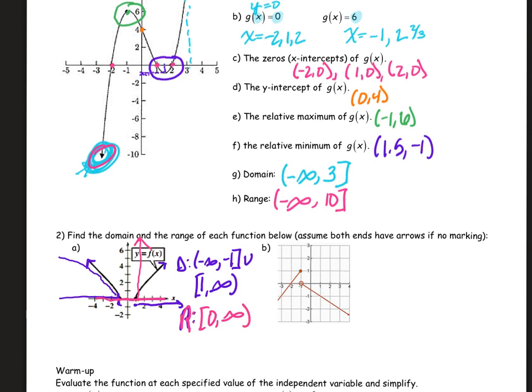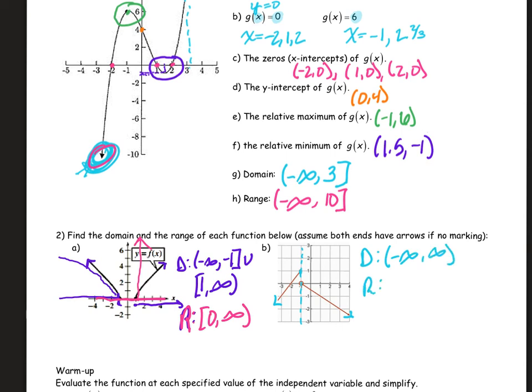Good job, you guys. So my last one, again, we're going to assume it has arrows on the end. Okay, that one kind of looks like there's a little arrow on the end. And if we look at this point right here, this one is solid, this one is open, so my domain does not break there. It's still continuous. So I have arrows on the end. It's going to keep getting wider and wider. So my domain is going to go from negative infinity to positive infinity.